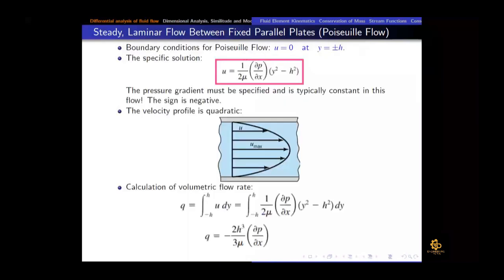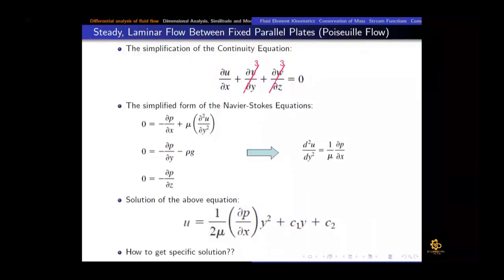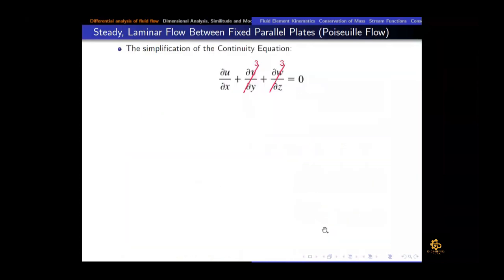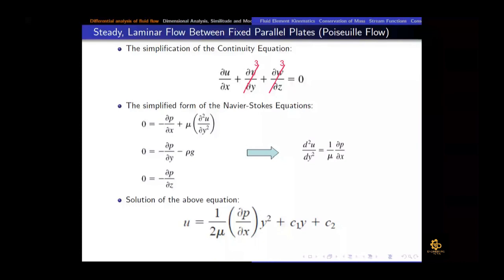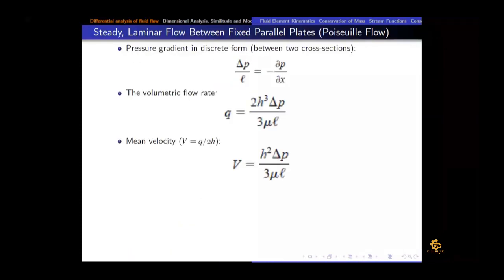Because we know that the general solution was u is equal to 1 upon 2 mu partial p by partial x times y square plus c1 y plus c2. So the general solution would be the same for Poiseuille flow as well as for the Couette flow. The only difference here would be the application of the boundary conditions.